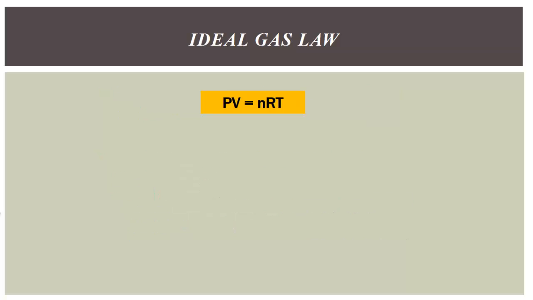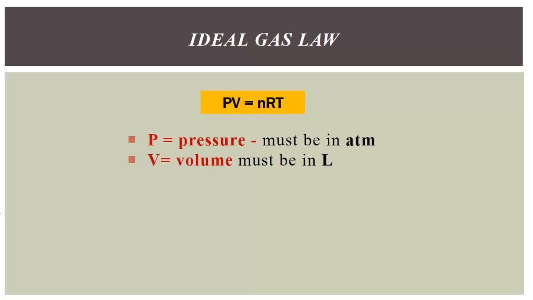And the equation for it is this: PV equals nRT. Okay, most of these variables we've already seen, right? P is pressure. In this case, it must be in atmospheres. It is important that it's in atmospheres, not in torr or millimeters of mercury or pascals. Volume is going to be in liters, not milliliters. Okay, T is temperature, as always in Kelvin.